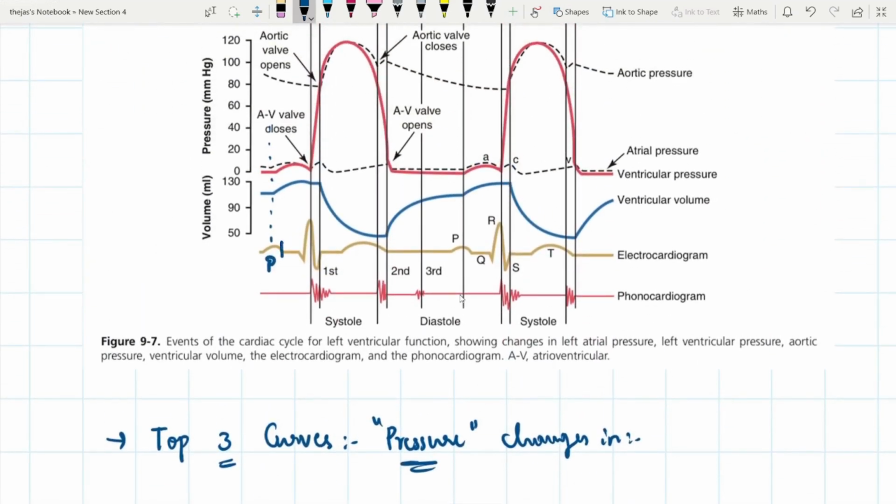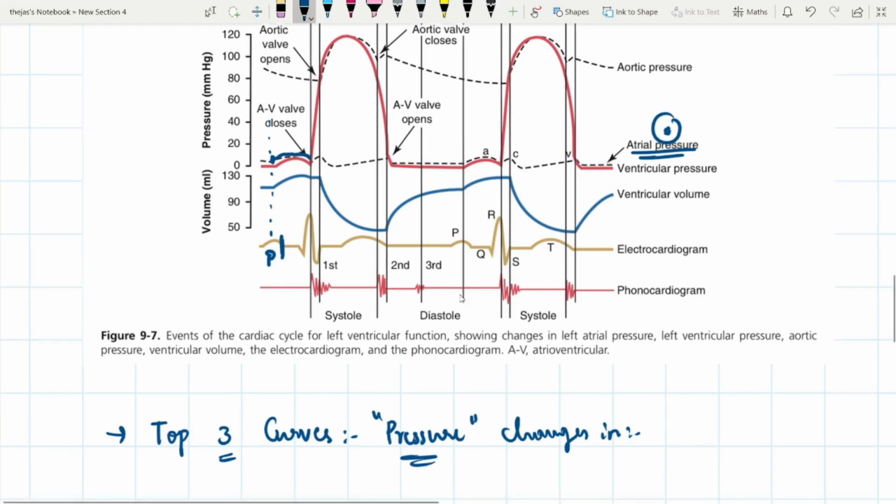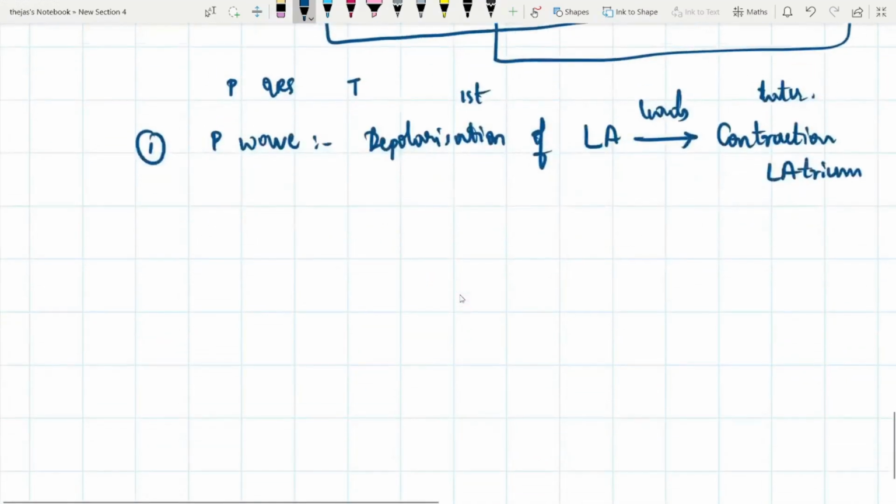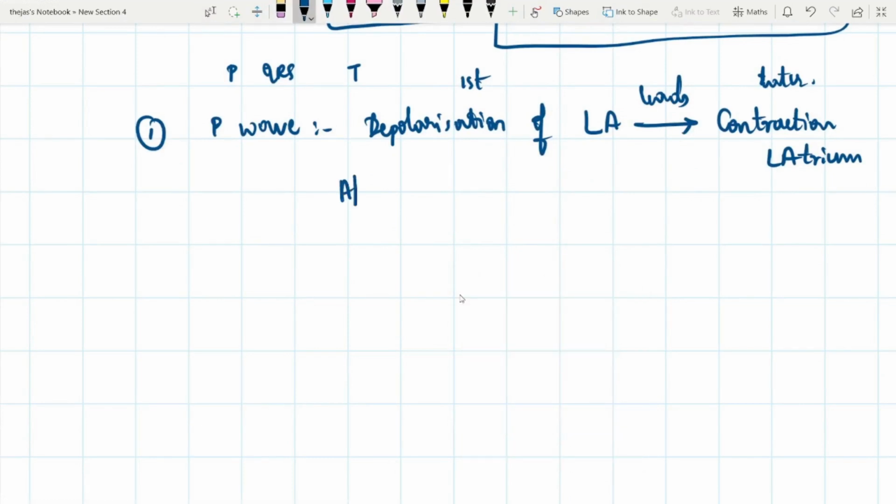After this P wave, you can see this atrial pressure curve. Just after this, there is an increase in pressure in the atrium. That means the atrium is contracting. So we can write it as: just after P wave, completion of P wave, the left atrium starts to contract.